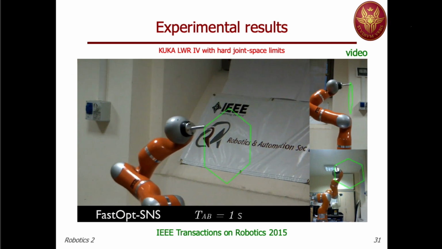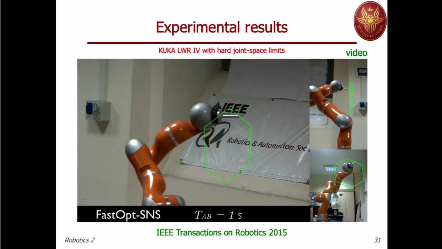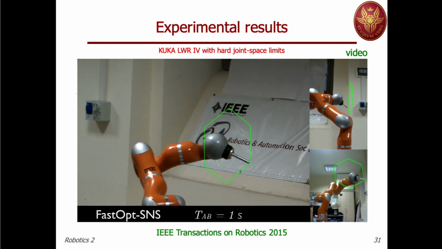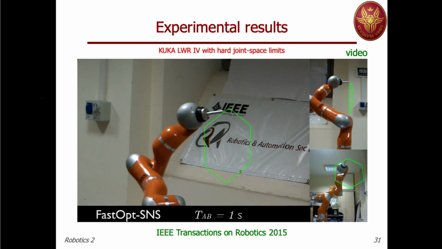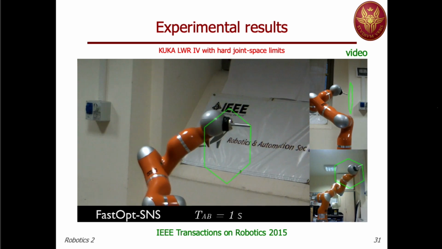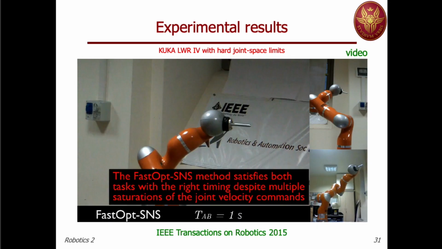Now, with the fast optimized SNS method, you do the task, and you see more clearly a regular oscillation of the elbow while doing exactly the end effector task. And remember that the end effector task is the priority task, and the second one is secondary.